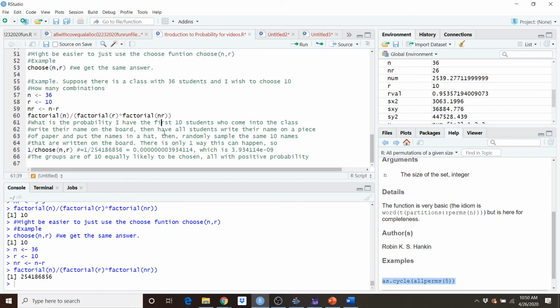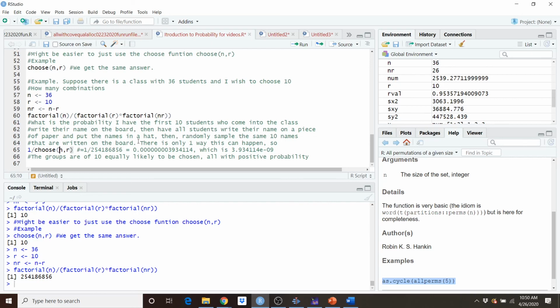Suppose I have 36 students, and I get the first 10 who walk in the class to walk in and write their name on the board. And after all the students come in, I then have everybody write their name on an individual piece of paper. I put it in a hat, I shuffle it around, and then I randomly sample 10 names. And I'd like to know the probability that I randomly sample the same 10 names that are written on the board. Well, again, there's only one way to obtain the sample that's on the board.